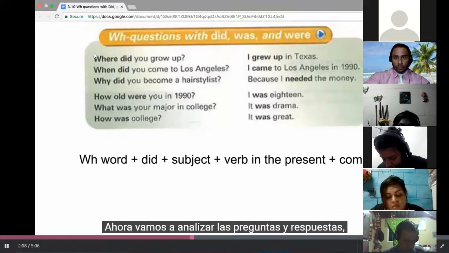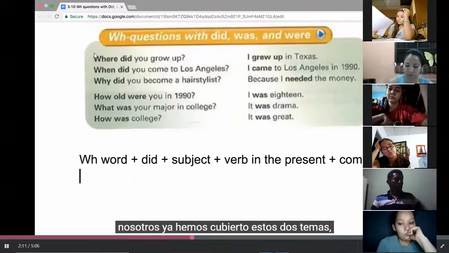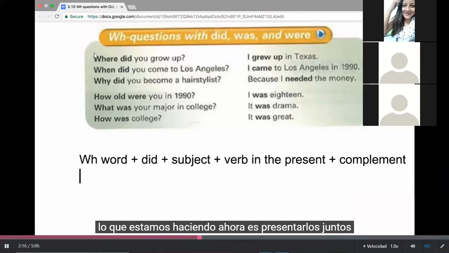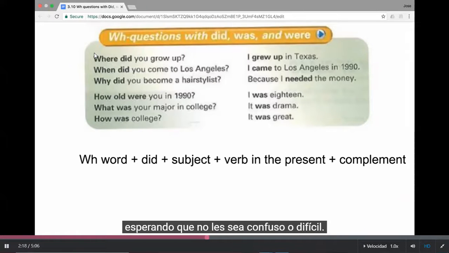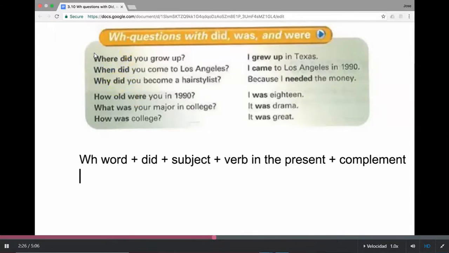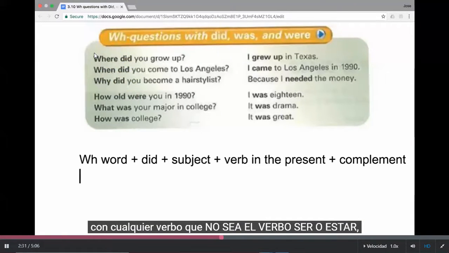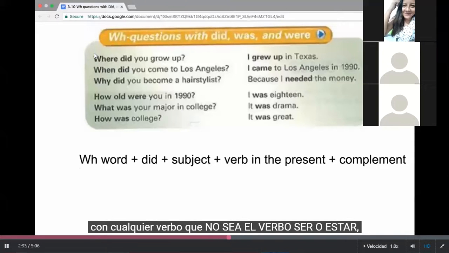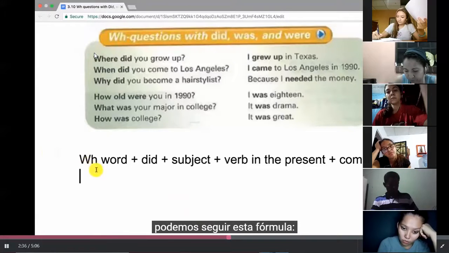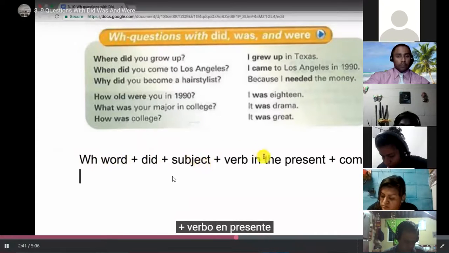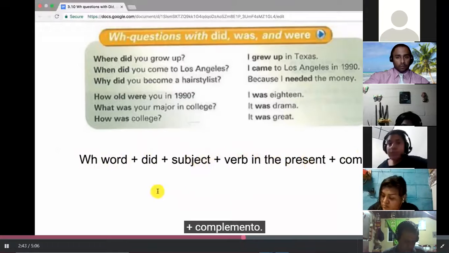Now, let's analyze the questions and answers. We've already covered both of these topics. What we're doing now is presenting them together, hoping that it's not confusing or difficult. So, let's start with questions with did. When forming questions in the past tense with any verb that is not the verb to be, we can follow this formula: WH word plus did plus subject plus verb in the present plus complement.